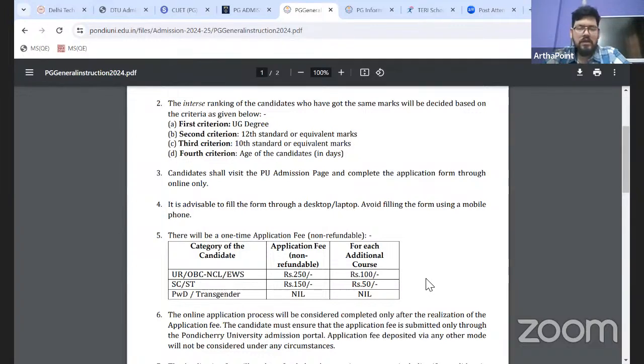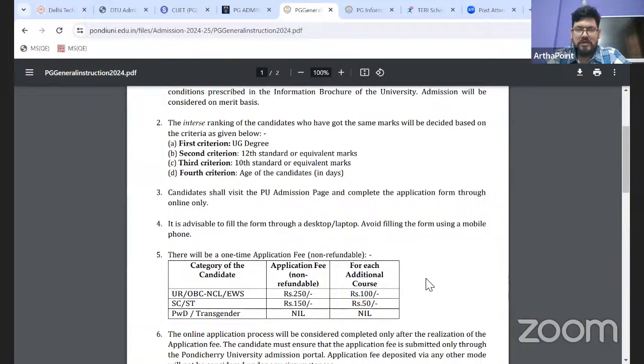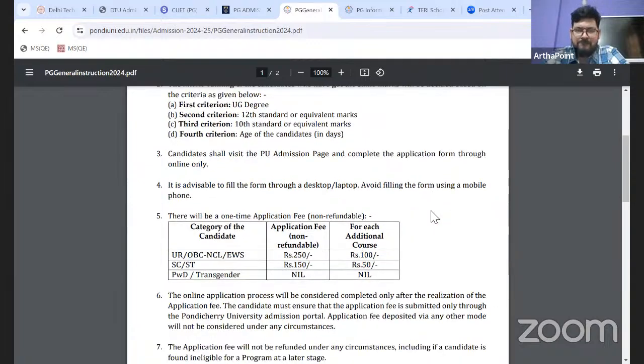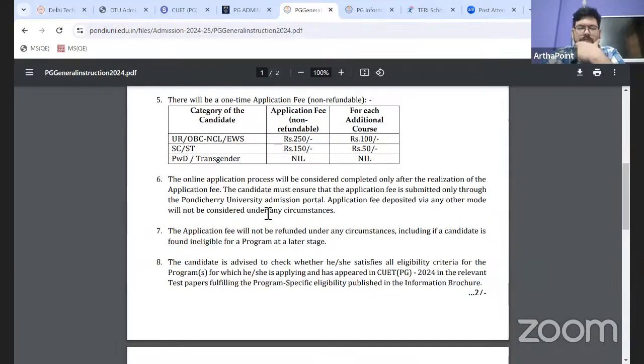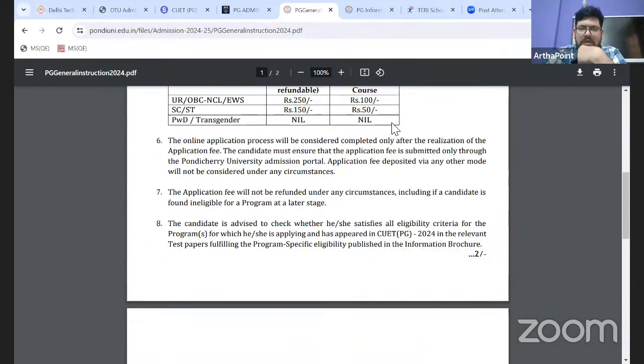Okay. Intake of those who have got the same mark, that's a tiebreaker. Point number 2: online process only as usual. Got it. Again, a very important point, applicable at all institutions: the application will be complete only after realization of the application fees.